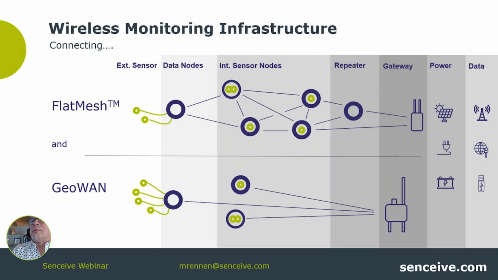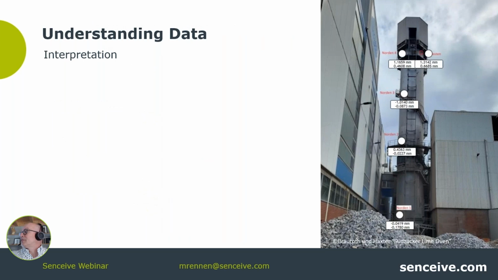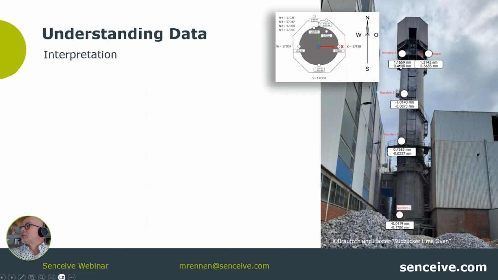Well, when we observe parameters, we have to figure out how to interpret the data. And there I want to give you this example. That's an about 50-meter high lime oven, where on the top we have mounted in each direction one tilt sensor node. It looks this way.